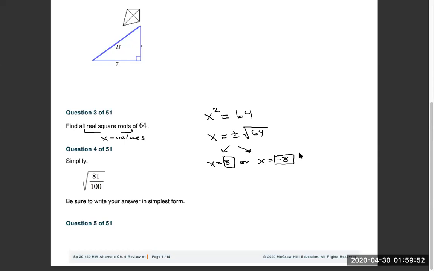Okay. A little bit of vocab. If you have a positive radical like this, it is called a principal or positive root. If you have a negative out in front of that root 64, you have the negative root.